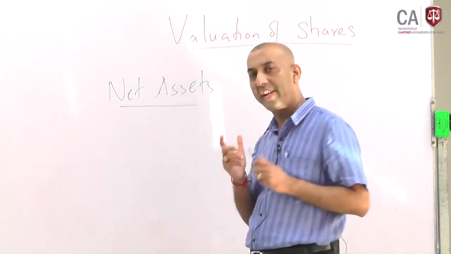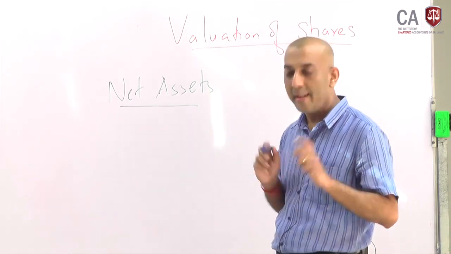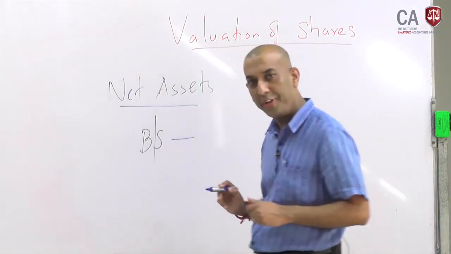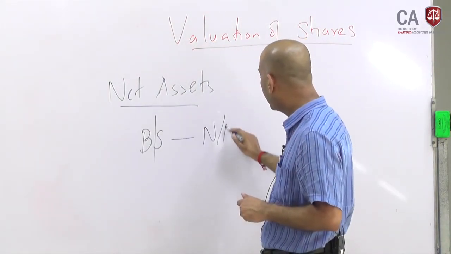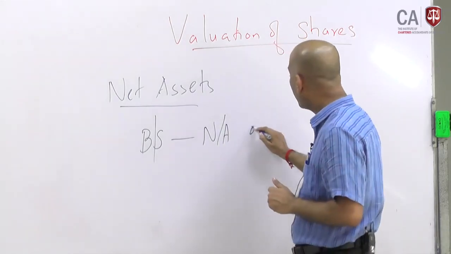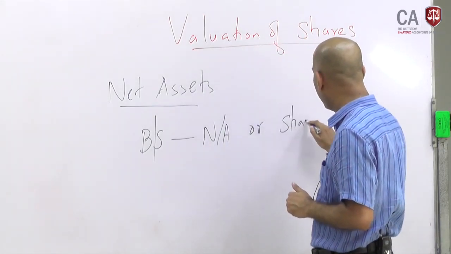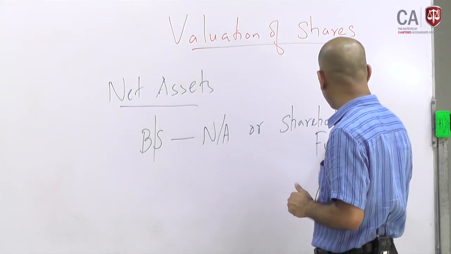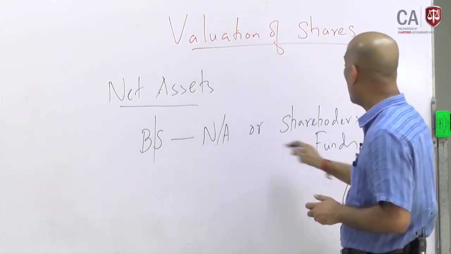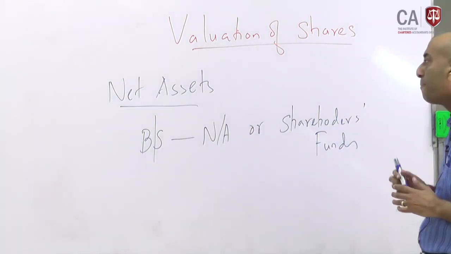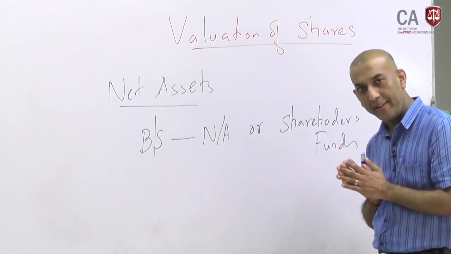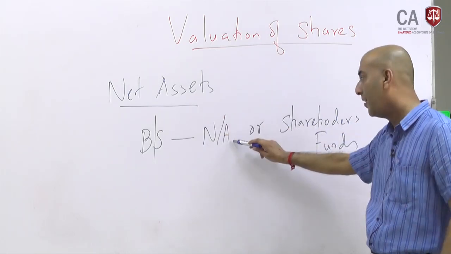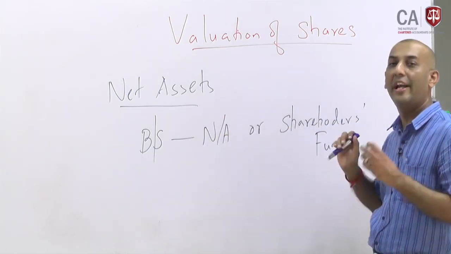So what is the value of a company using net asset basis? Simply it's your balance sheet. If you take any company balance sheet, your net assets is the value of the company, or shareholder funds. So please note, simply you take your balance sheet of a company and see how much the net assets are or the shareholder funds are, which is the value of the company.